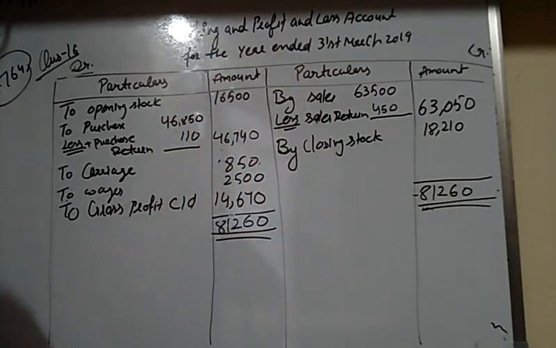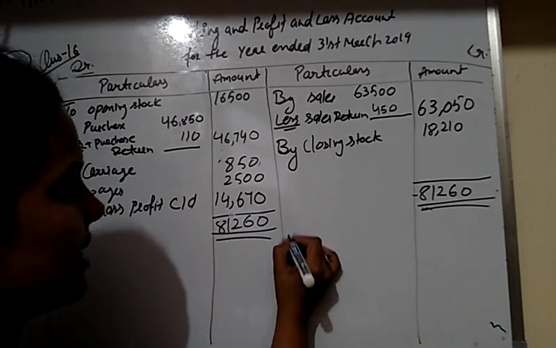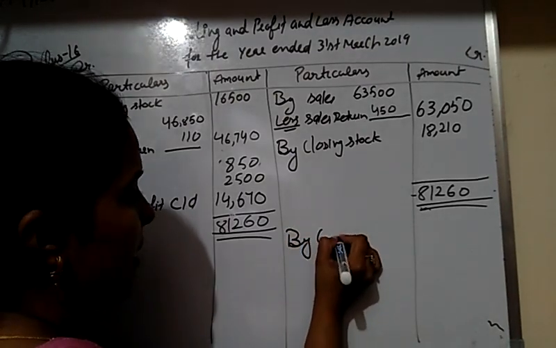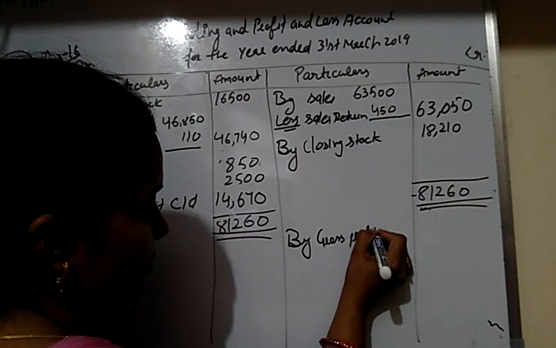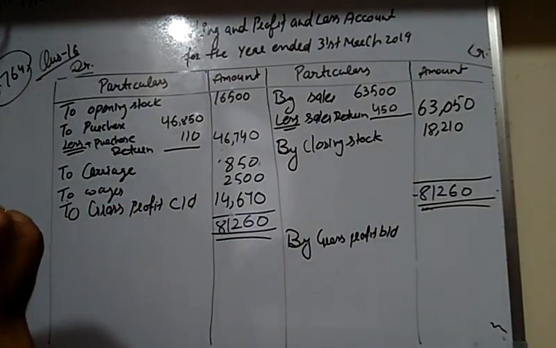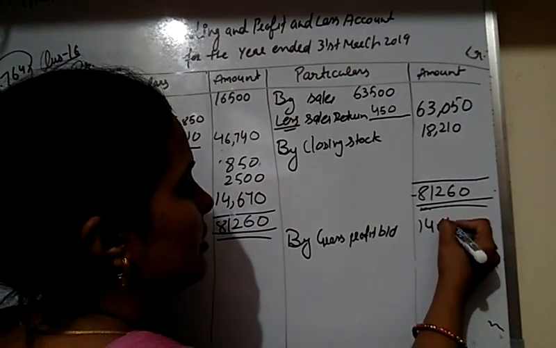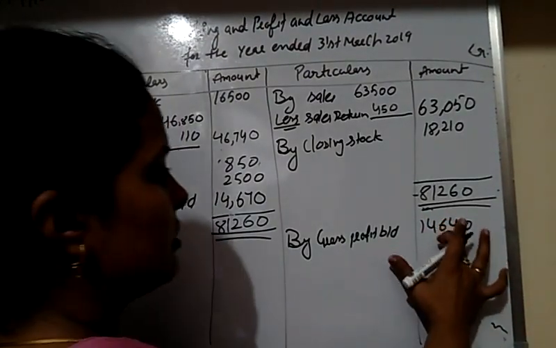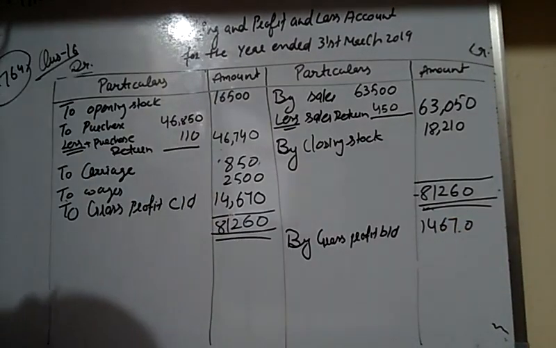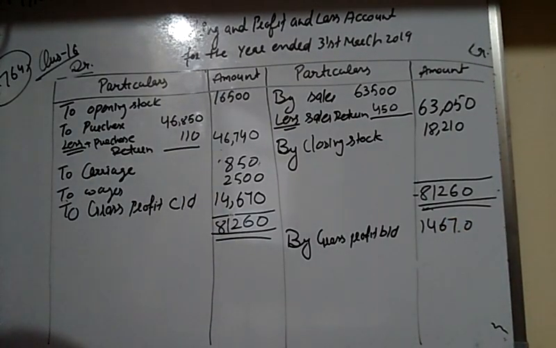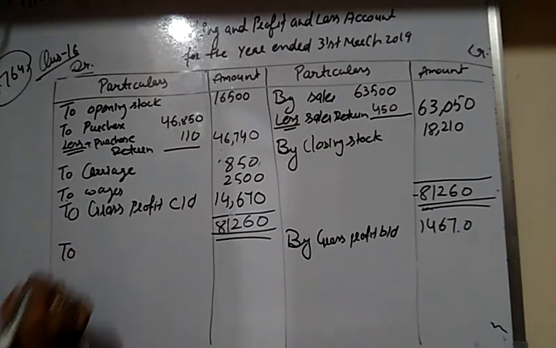Okay, now come to the profit and loss account. By gross profit brought down. The profit which is calculated from the trading account, we bring down: 14,670. After that, students, we record all indirect expenses. Indirect expenses are those which are not directly related to production but are related to office expenses and sales. So we write on the debit side all the indirect expenses.